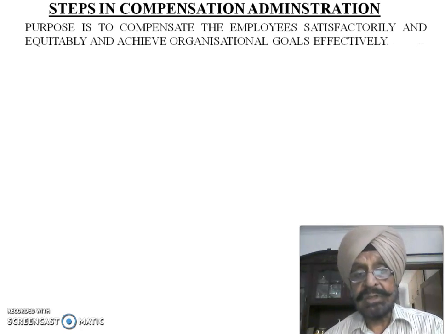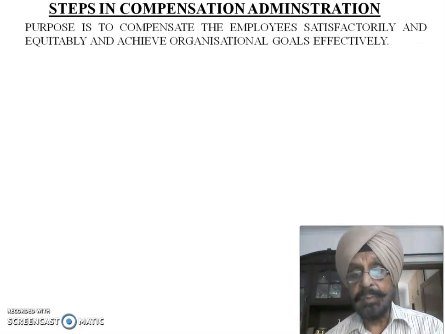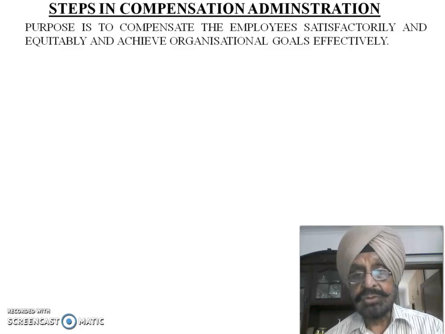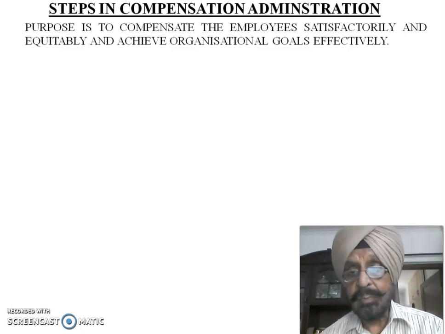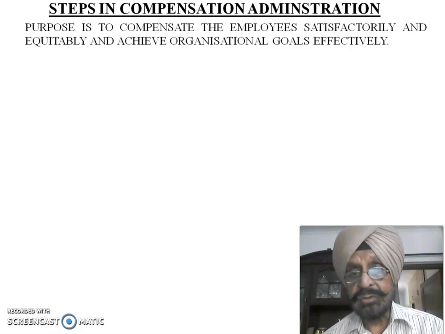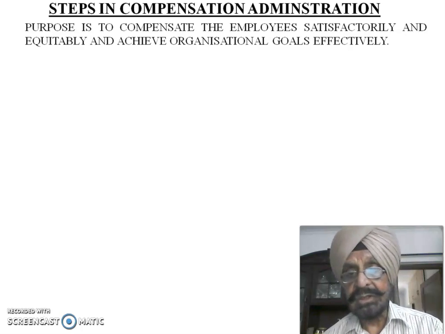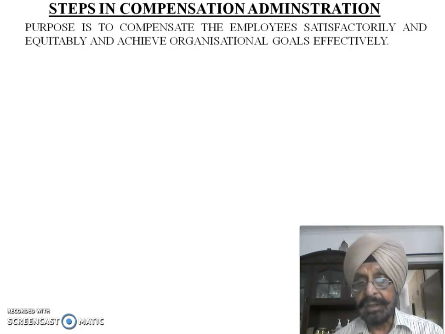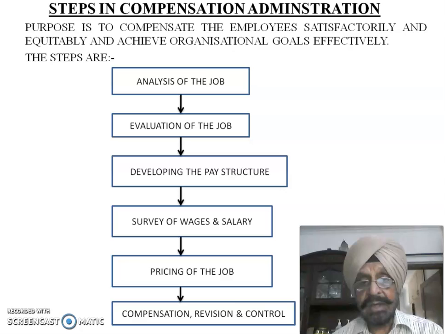So the purpose is to compensate the employees satisfactorily and equitably and achieve organizational goals effectively. So the key point in this is compensating the employees satisfactorily and equitably so that the goals of the organization are achieved and there are no discrepancies or heartburns, etc. Now the steps are, let us see in the diagram.